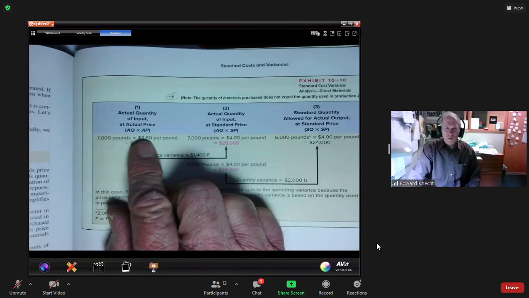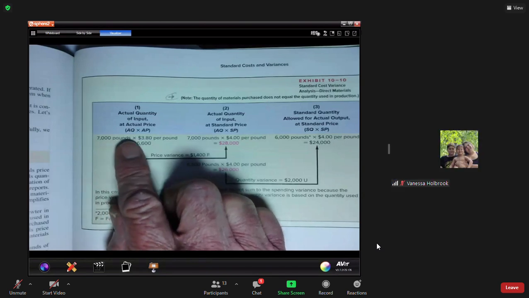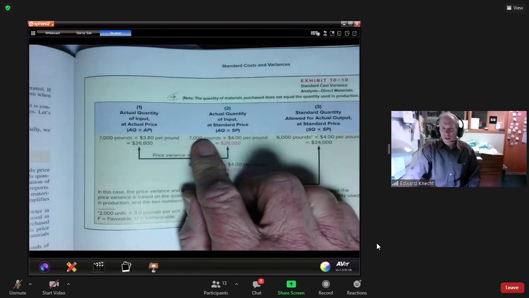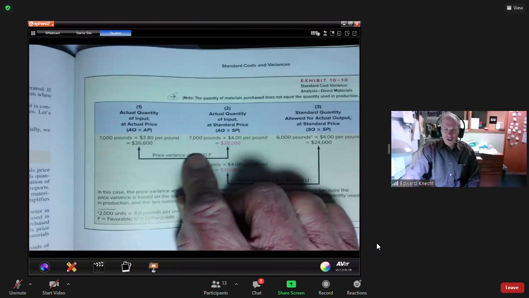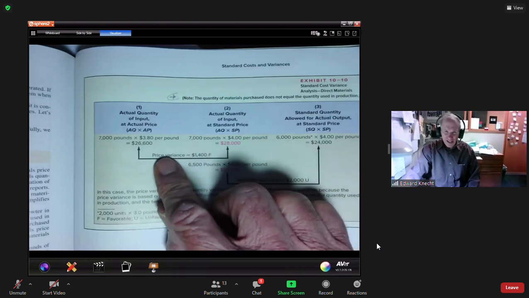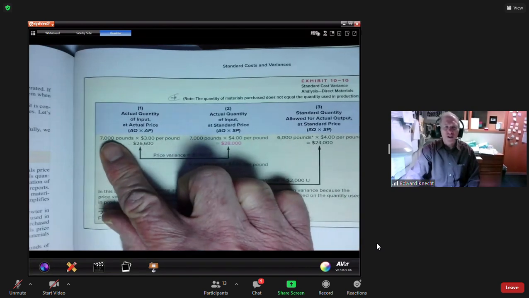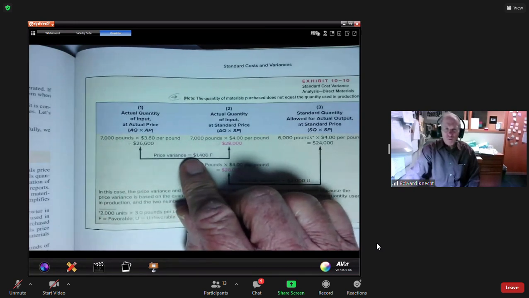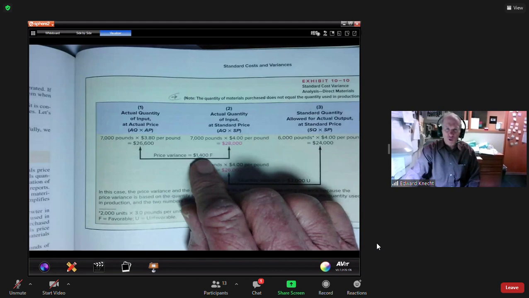So we're going to look at the number of pounds used at our actual cost, and we're going to take the pounds that we purchased at the standard cost. That's going to give us a price variance. That takes care of all the material that we had purchased. We know the total price variance is favorable by 1,400.